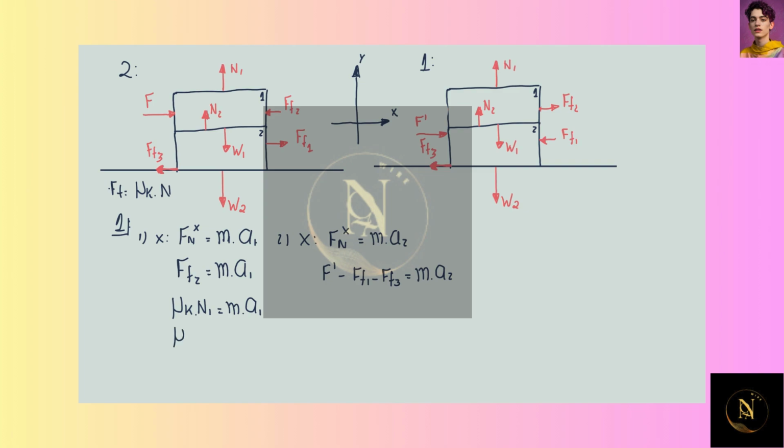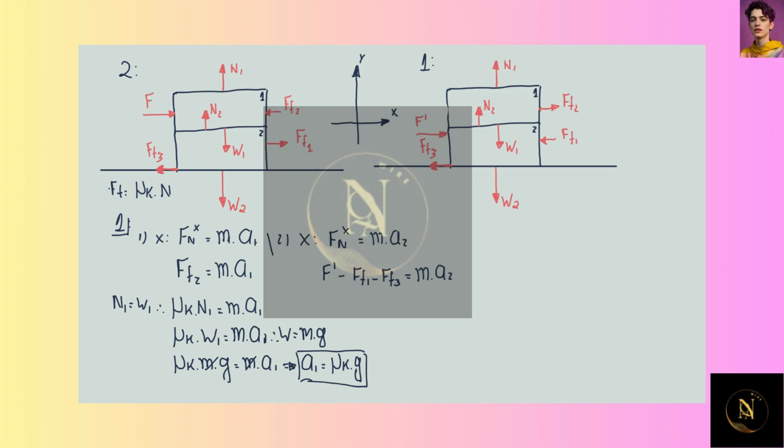So we can write it as the kinetic frictional coefficient times the weight of block number 1, and this is m times a1. But we know that the weight force is given by the mass times the acceleration of gravity. So this is mu k times m times g, and this is m times a1. So we can simplify the masses and get a value for the acceleration number 1. a1 is mu k times g. Then keep this value.